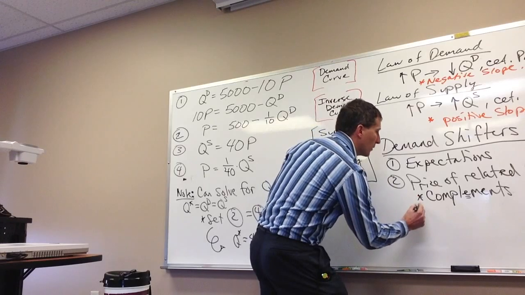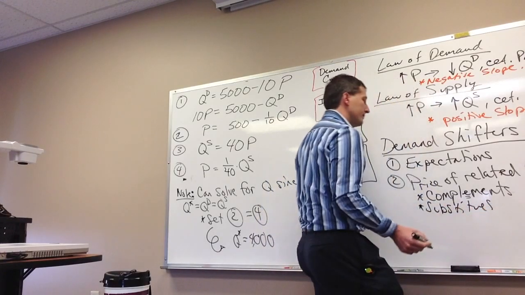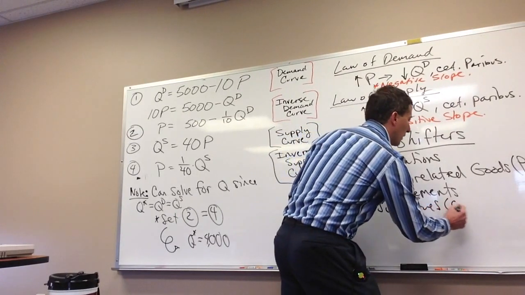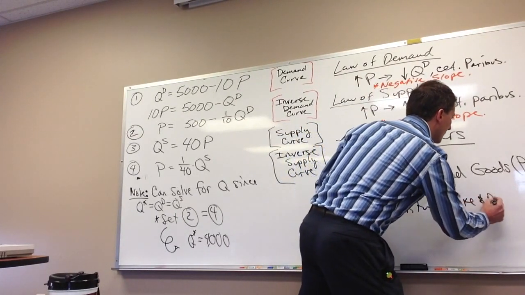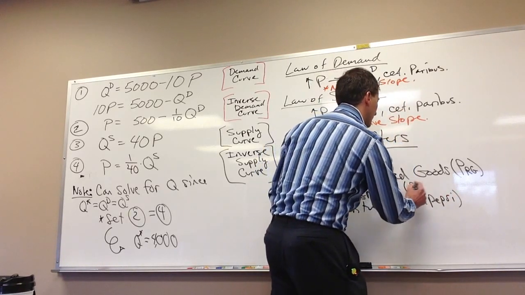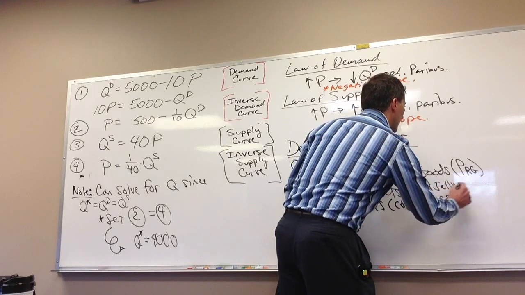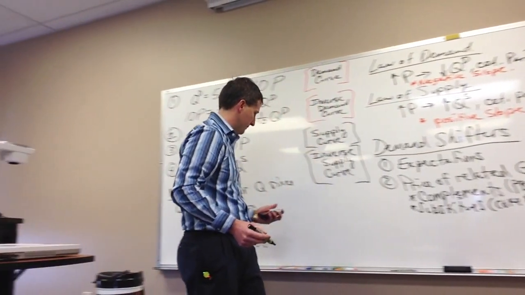All right, complements or substitutes. So Coke and Pepsi are on the substitute list. We can put PB&J on the complement list.